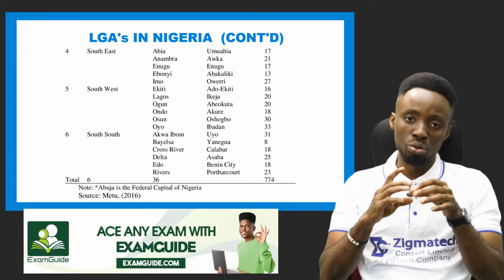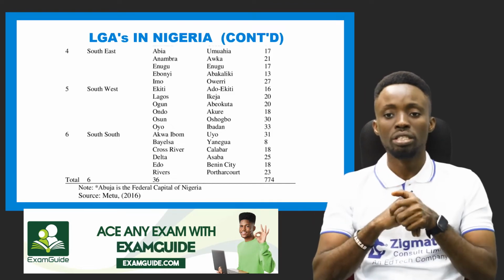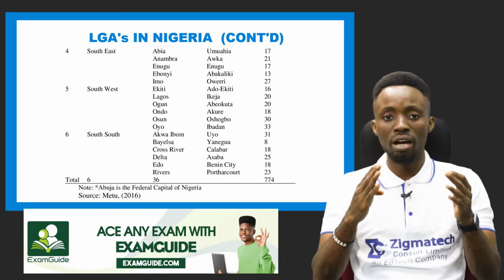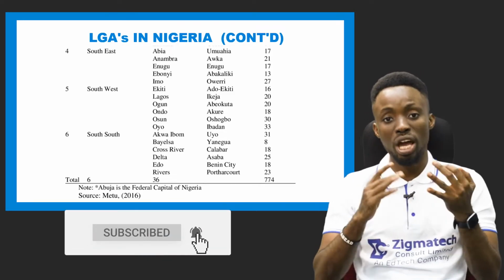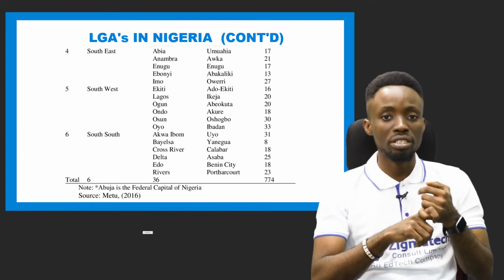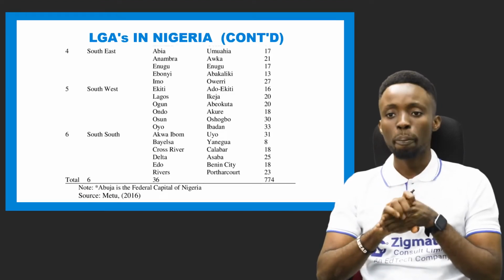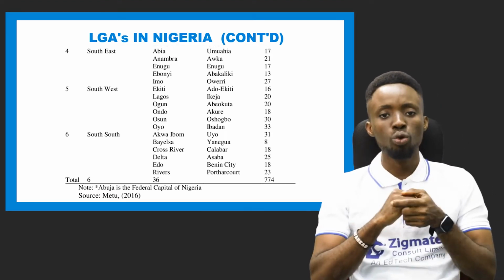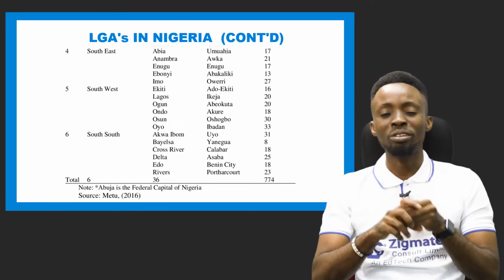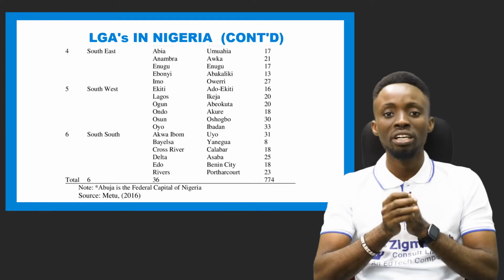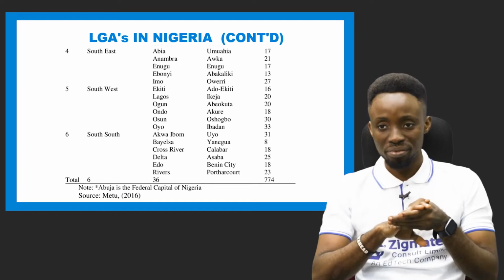Now let's come down to the South-South, which is dominated by the Niger Deltas. Now, the states we have in the South-South region include Akwa Ibom State, Bayelsa State, Cross River State, Delta State, Edo State, and Rivers State. Now, when you go to Akwa Ibom per se, the capital is Uyo, and we have about 31 local government areas in Akwa Ibom State.